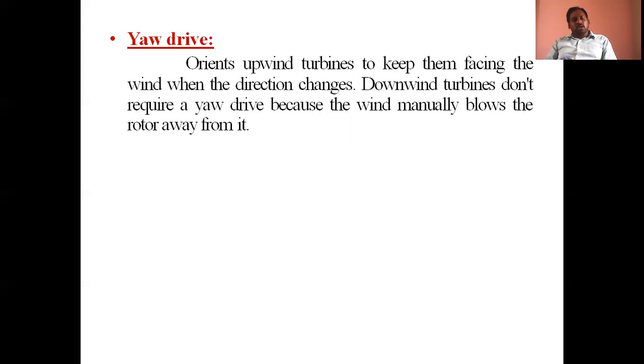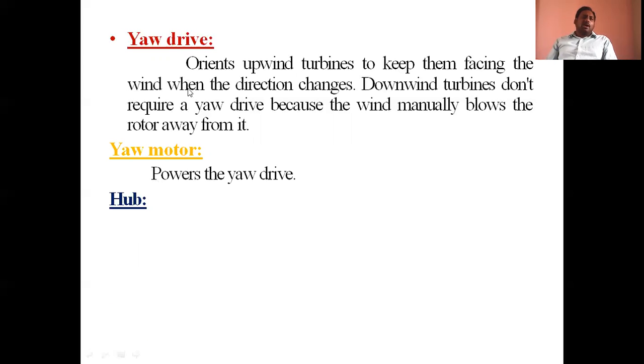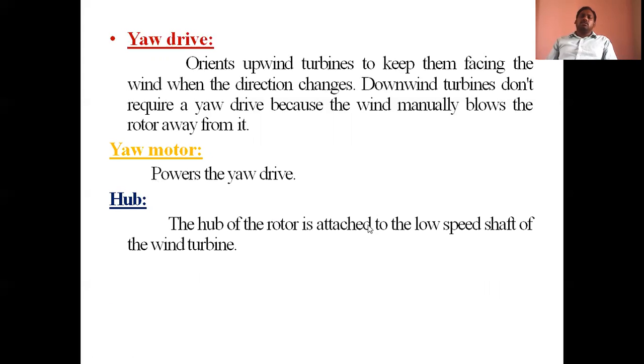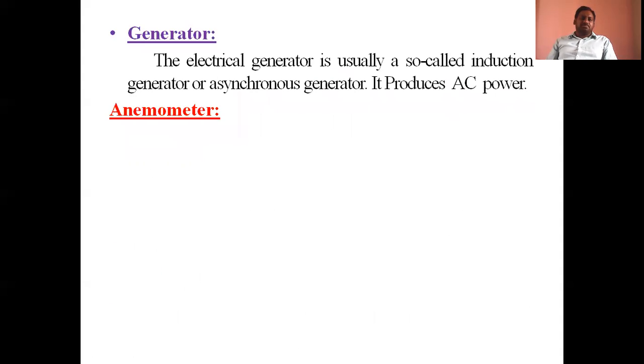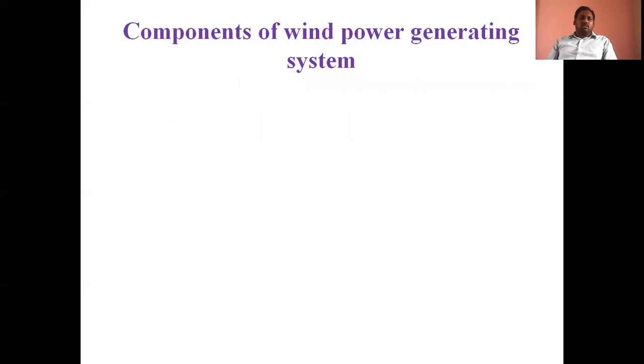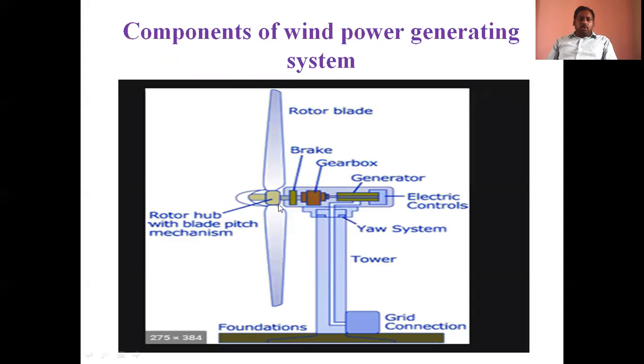This is also called the yaw control mechanism. And here it is the yaw motor. To drive this yaw control mechanism or yaw drive, the yaw motor is used. That means it can deliver some mechanical power to the yaw drive. And the hub of the rotor is attached to the low speed shaft of the wind turbine. This type of arrangement is called the hub.